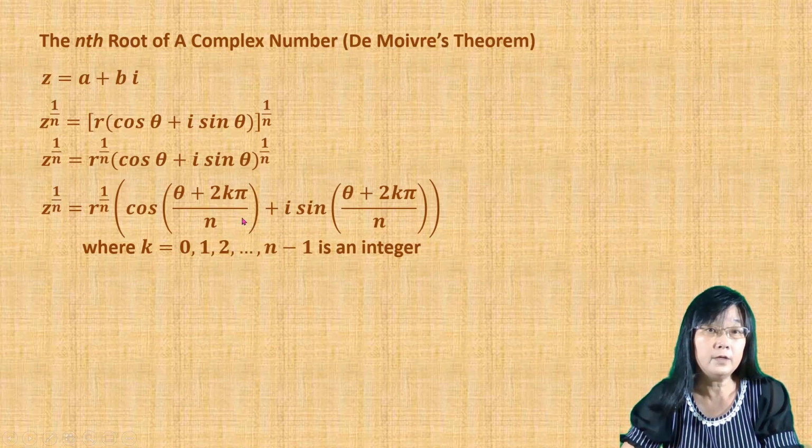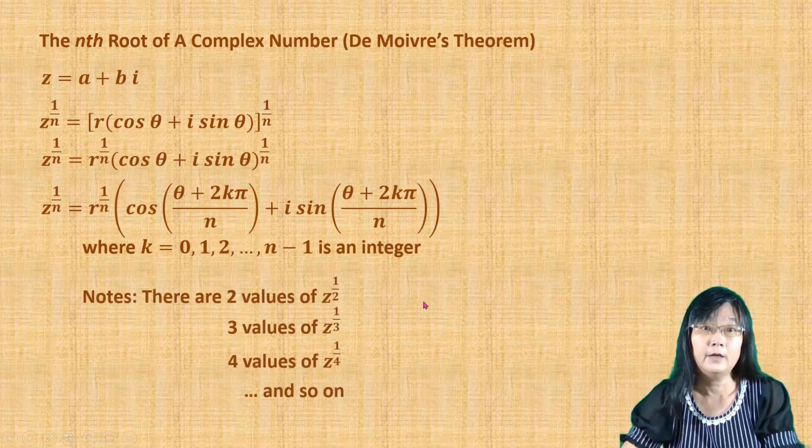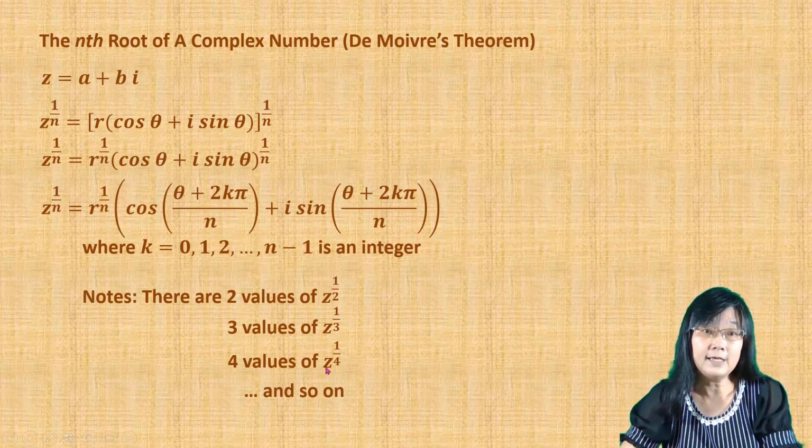So from here, we notice that the answer is more than 1. It depends on the value of n, where for square root of z, we will get 2 values. Cube root of z, we will get 3 values. Fourth root of z, we will get 4 values, and so on. Now I'm going to discuss in detail about this.